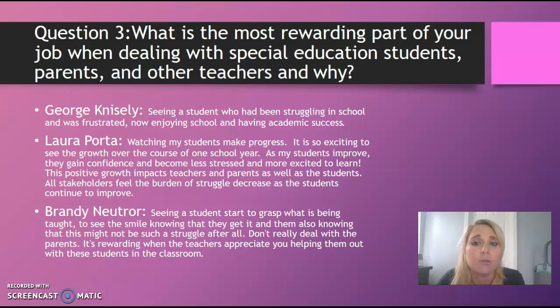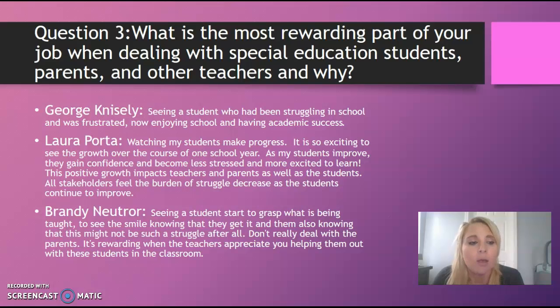Question 3 was, what is the most rewarding part of your job when dealing with special education students? George Nisley kind of went along the lines of saying that seeing the students' behavior change. Students with behavior issues at our school tend to also have academic issues as well. So seeing that change behavior-wise usually means that academically they're improving or they're getting the help that they need to improve.